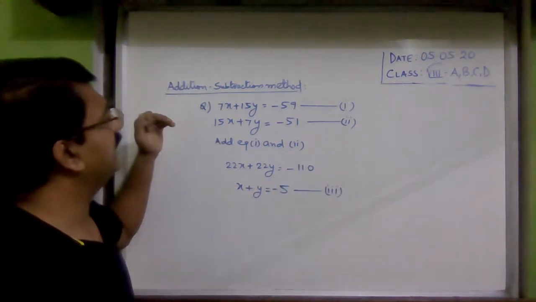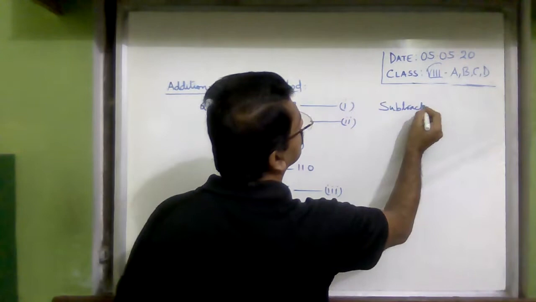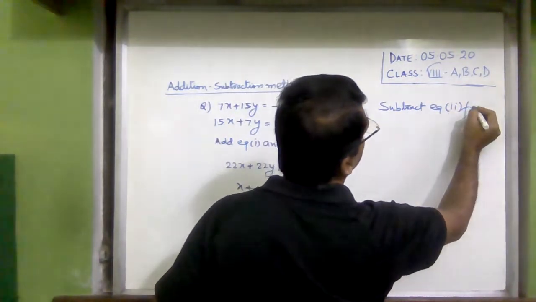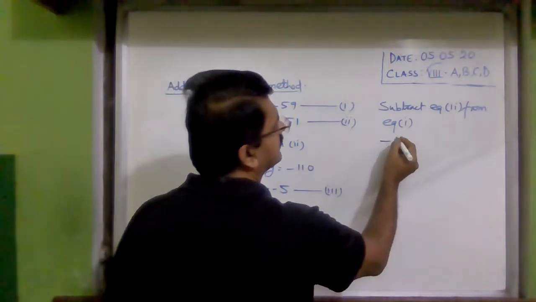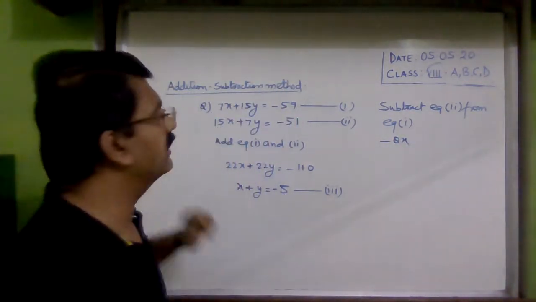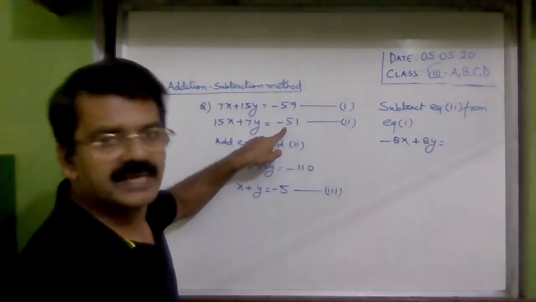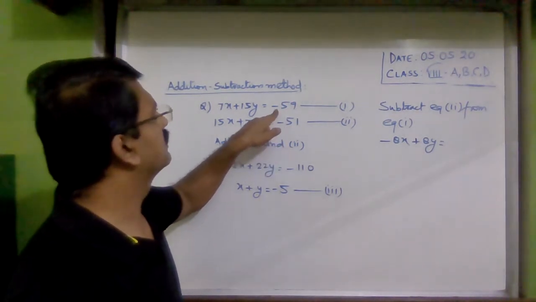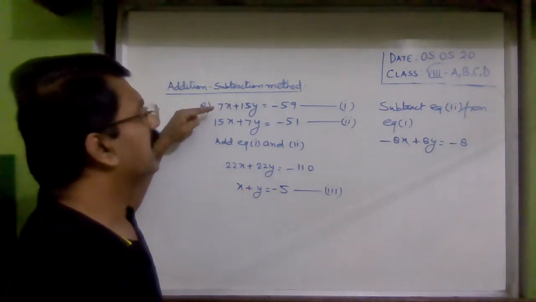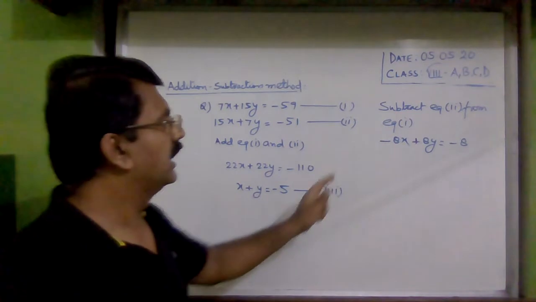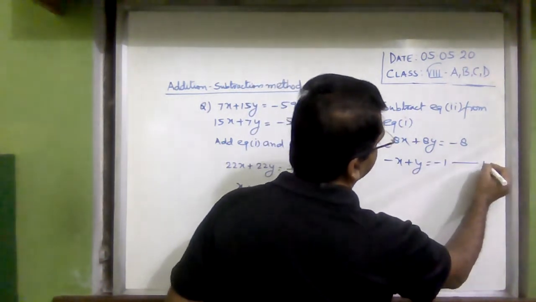Now what we do? Now you subtract equation 2 from equation 1. Now you see 7x minus 15x will give you minus 8x, and 15y minus 7y will give you plus 8y, and is equal to minus 59 and plus 51, because when you are subtracting you will change the sign. So minus 59 plus 51 will give you minus 8. So when you are subtracting equation 2 from equation 1, you will get minus 8x plus 8y is equal to minus 8. You divide the whole equation by 8, then you will have minus x plus y is equal to minus 1. This is equation number 4.